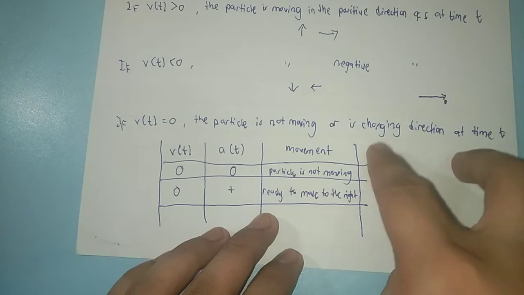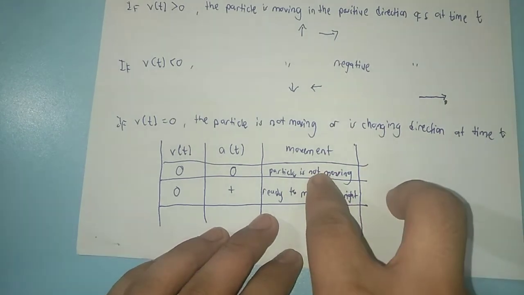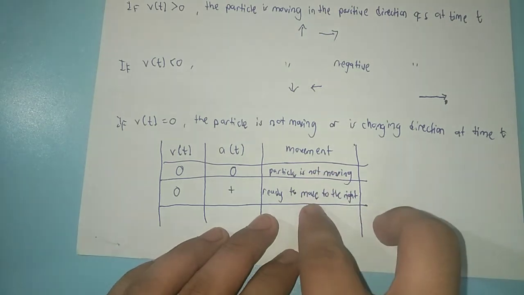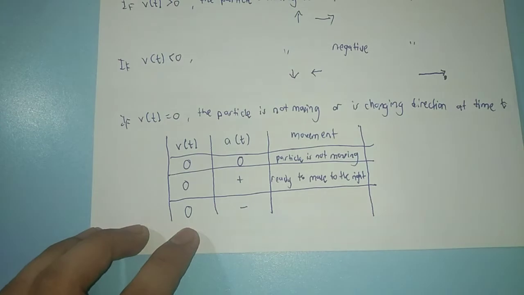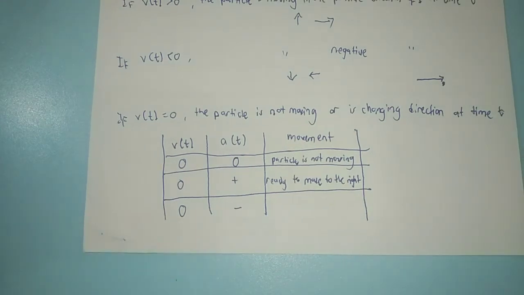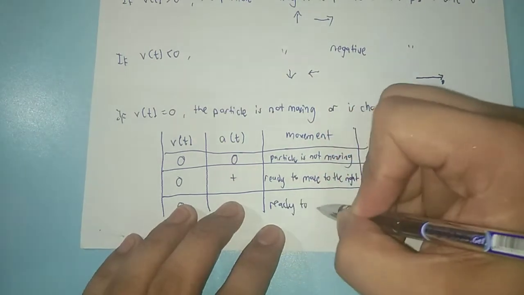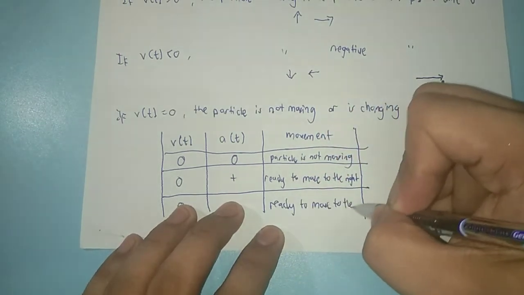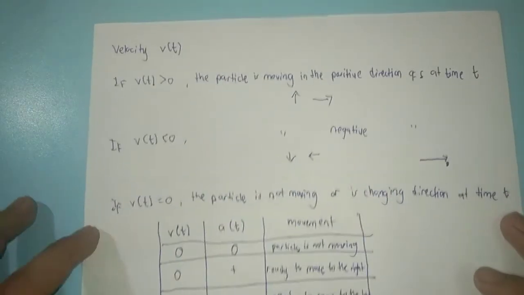That is what I mean by changing direction. The particle is not moving, it is changing direction. So when the velocity is zero and the acceleration is negative, it is ready to move to the left. It was going to the right, then it changed direction, so it is ready to move to the left. Okay, so that is what we will remember.